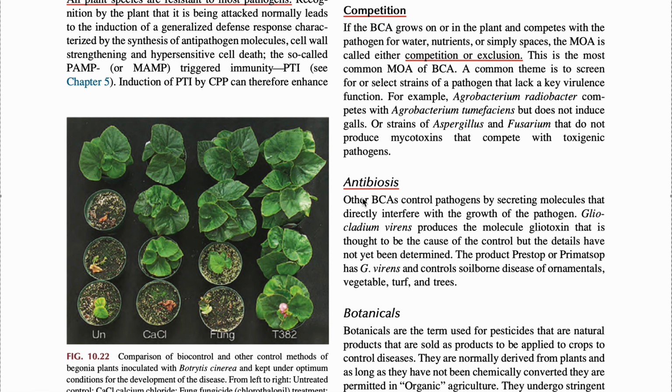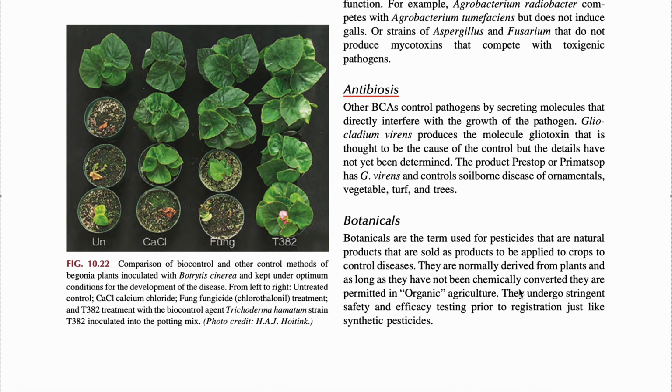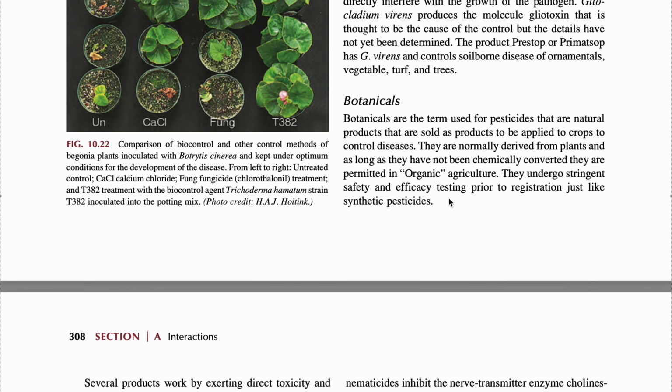Next comes antibiosis. Other BCAs control pathogens by secreting molecules that directly interfere with the growth of the pathogen. Gliocladium virens produces the molecule gliotoxin that is thought to be the cause of the control, but the details have not been determined. The product Prestop or Primastop has Gliocladium virens and controls soil-borne diseases of ornamental vegetables, turf and trees.